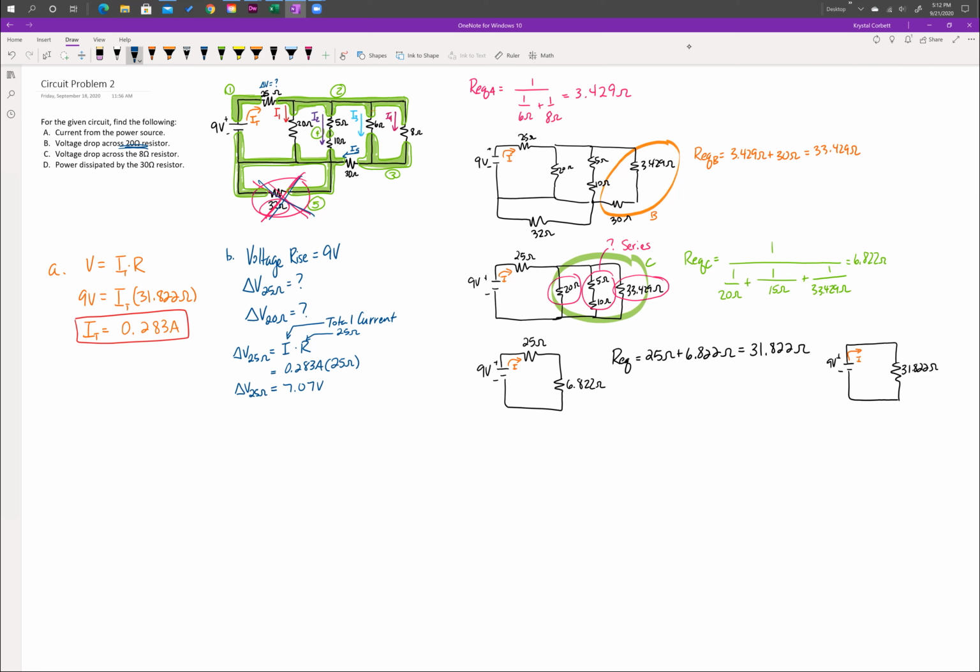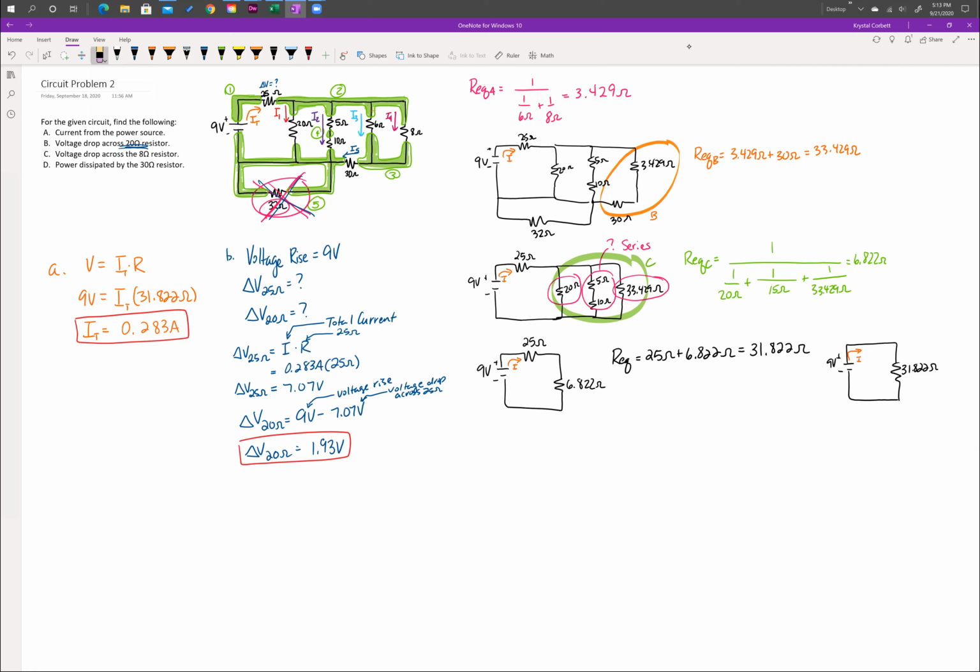Now from here, I know that my rises must balance my drops, so I can say that the voltage drop across the 20 ohm resistor has to be equal to 9 volts minus the voltage drop across the 25 ohm resistor, which is 7.07 volts. So this right here is my voltage rise, and this is the voltage drop across the 25 ohm resistor. So I can determine now that my voltage drop across the 20 ohm resistor has to equal 9 minus 7.07 volts, and I get 1.93 volts.